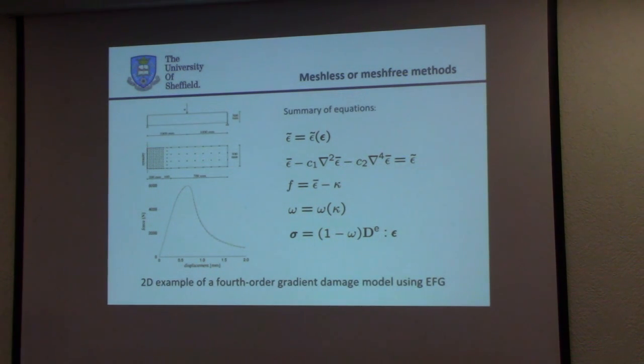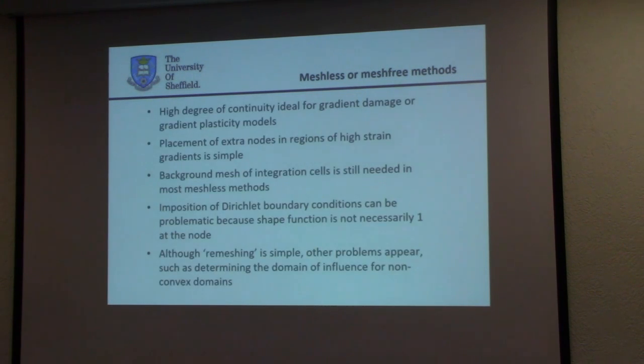Here you see it also in a two-dimensional context. Here you have a 3-point bending bar. The load here, supports here. We take only a half with a symmetry boundary condition here, and we put nodes like this. We have a fourth order gradient damage model, and you get results that are very well converging. So this is, in my mind, one of their big advantages. They have a high degree of continuity, which is ideal for higher order models, gradient damage, gradient plasticity models.